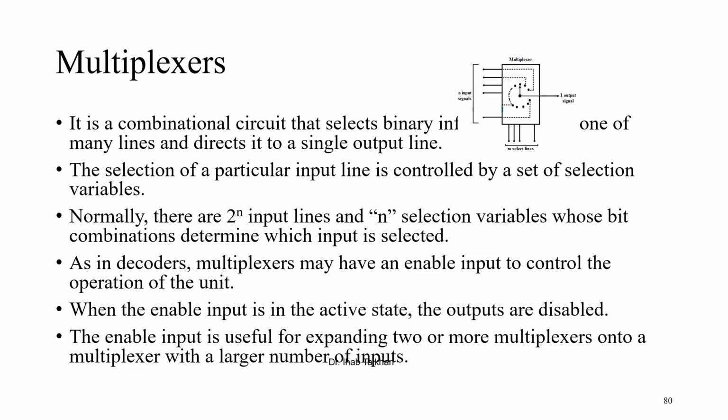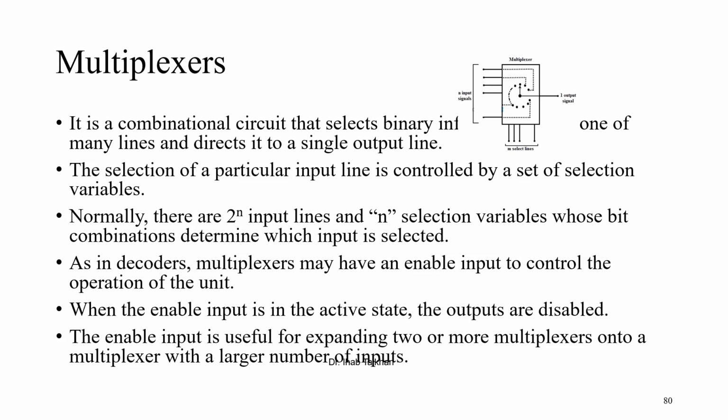Also, as in a decoder, a multiplexer may have an enable input to control the operation of the unit. When the enable input is in the inactive state, the outputs are disabled, and the enable input is useful for expanding 2 or more multiplexers into a multiplexer with a larger number of inputs. This is the brief description of the multiplexer, but in the next slide, we are going to give an example to understand clearly what is meant by a multiplexer.